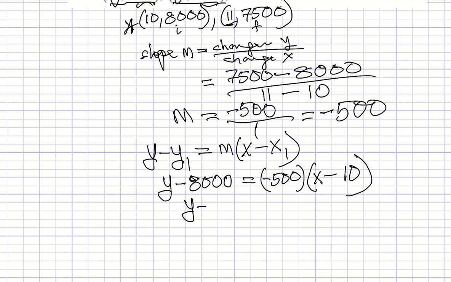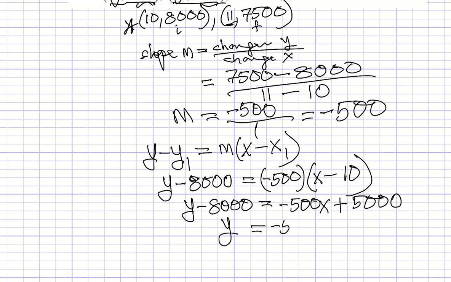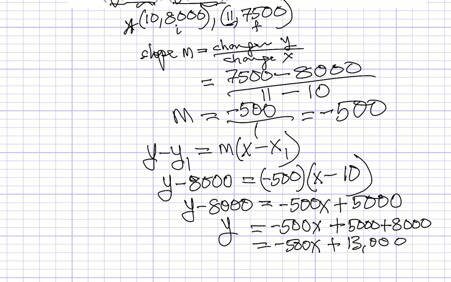What do we get? We get y minus 8,000 is equal to minus 500x. Okay, negative times negative becomes positive, times 5 becomes 5,000. You see that, right? So the 8,000 moves to the other side, and we get y is equal to negative 500x plus 5,000 plus 8,000. What is that? It's 13,000. Because 8 plus 5 is 13.